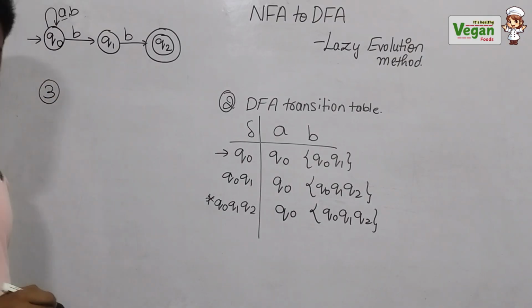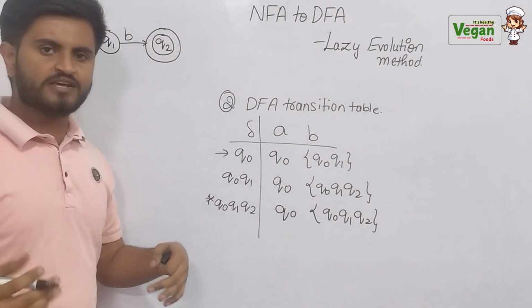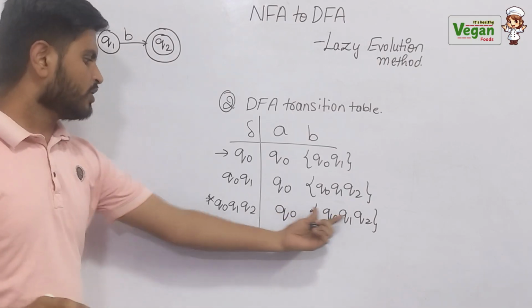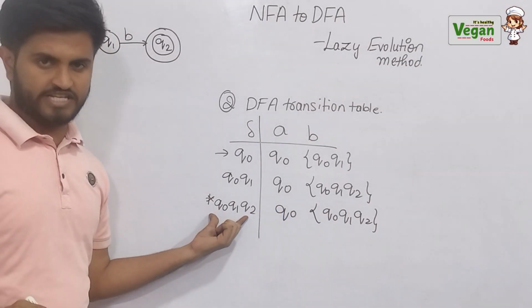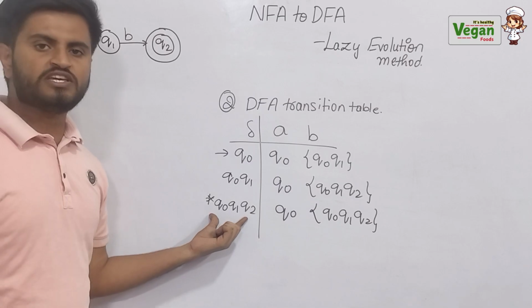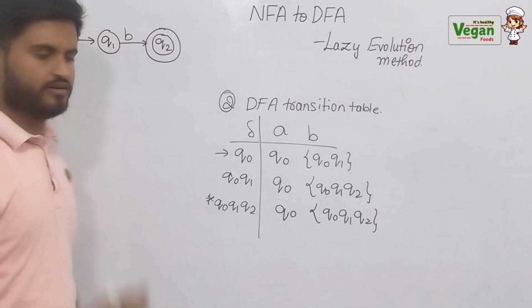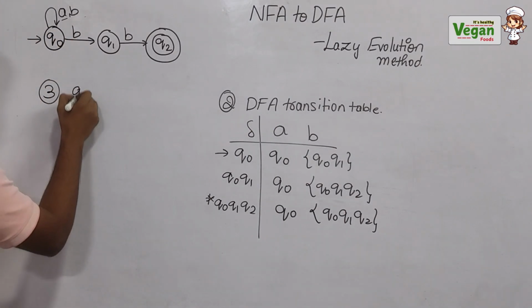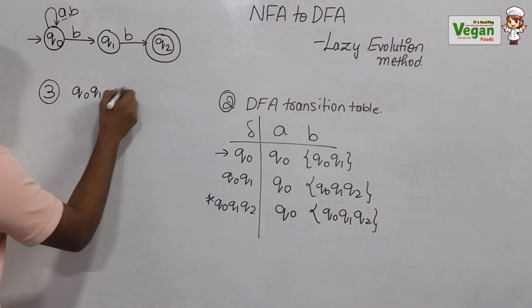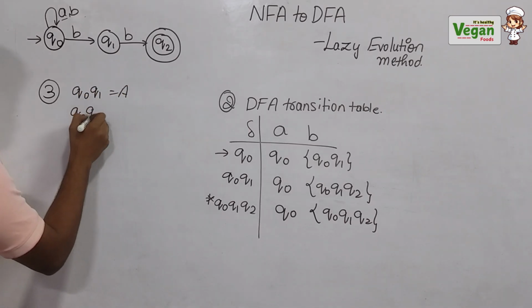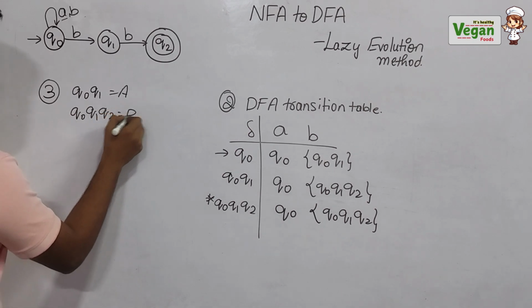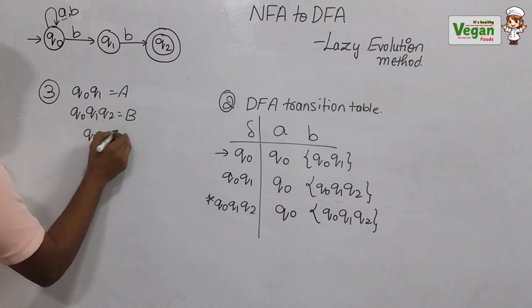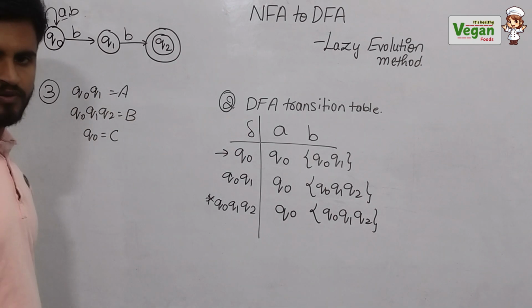So what we will be doing is, you will be considering yourself as lazy, and you don't want to write this big state name. So what you will be giving? You will be giving a small name for it. So I will give Q0, Q1 as A, Q0, Q1, Q2 as B, and Q0 as C. You can give any alphabet for it.